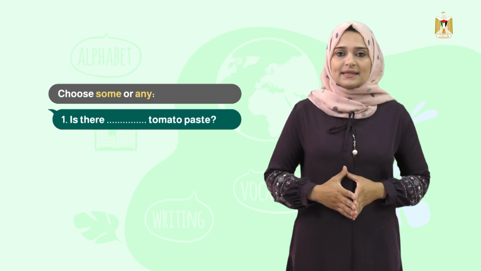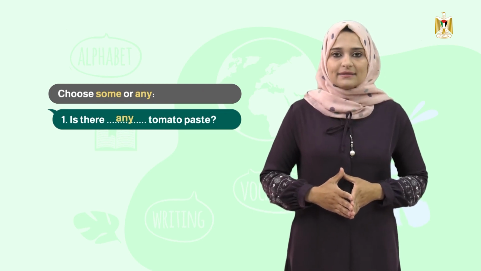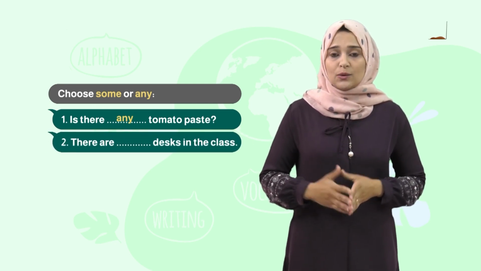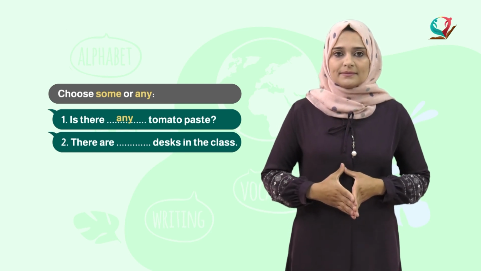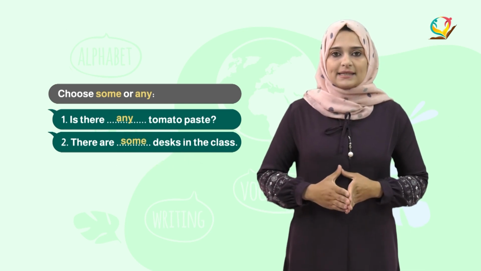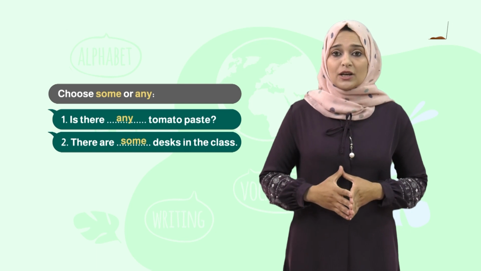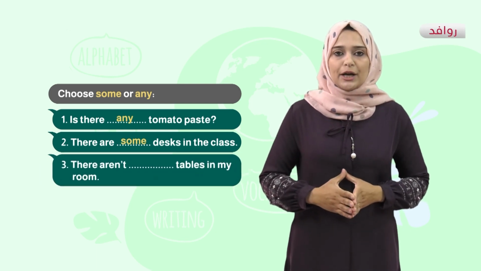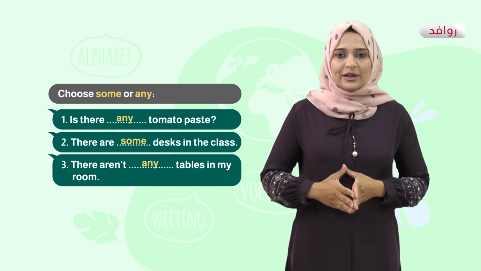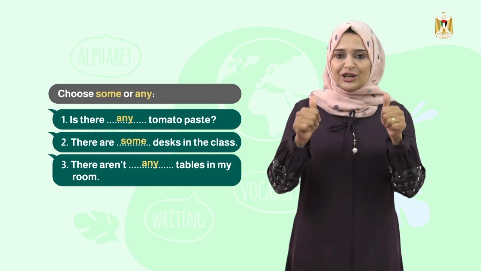How about doing an exercise now? Some or any? 1. Is there any tomato paste? Beautiful. Any. 2. There are some desks in the class. What's the answer? Nice. Some. There are some desks in the class. 3. There aren't any tables in my room. Some or any? Well done. Any. There aren't any tables in my room. Great job, my dear.